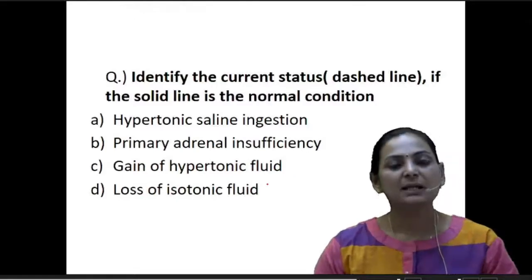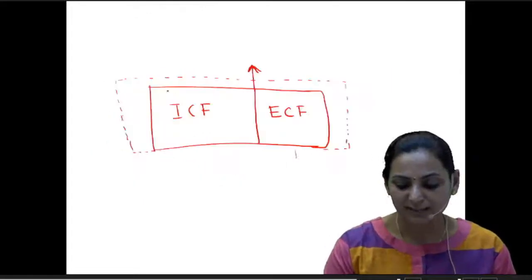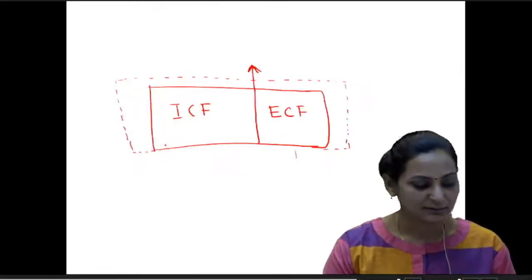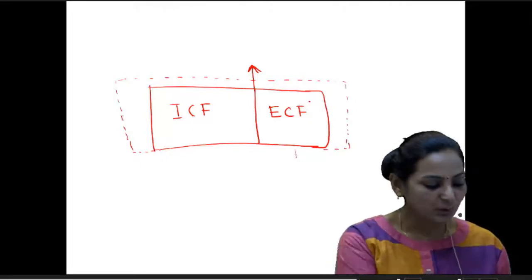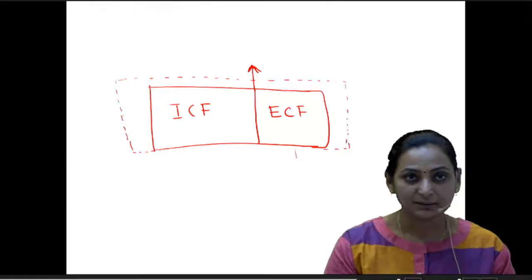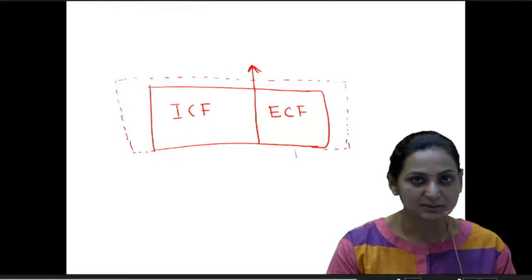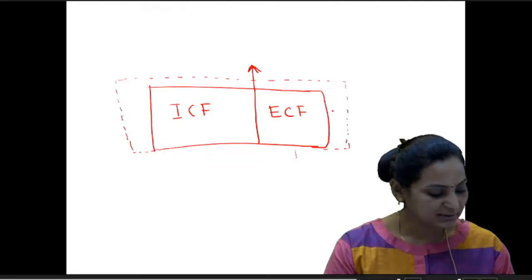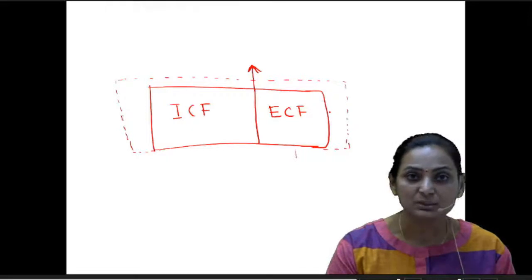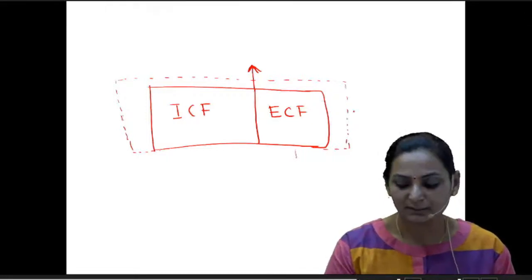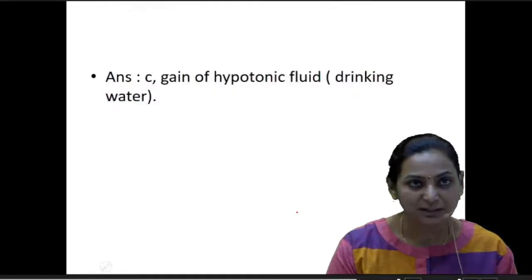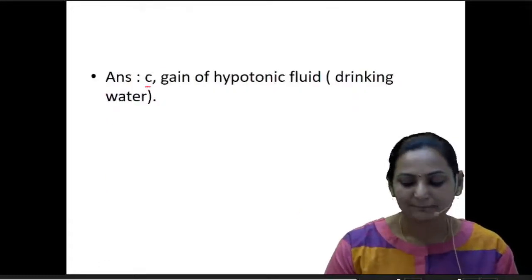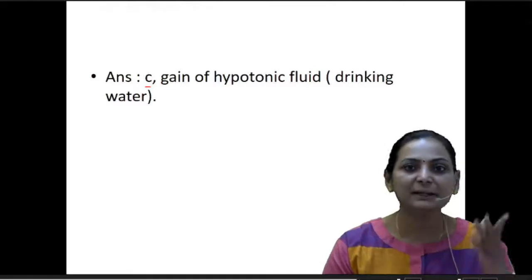So the question is, this is a solid line and this is my current status, and from this current status you have to identify the cause. So what is the cause of this status? Whether it is hypertonic saline ingestion, primary adrenal insufficiency, gain of hypotonic fluid, or loss of isotonic fluid. The correct answer is C, that is gain of hypotonic fluid, like drinking lots of water.